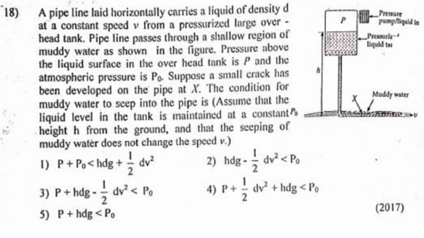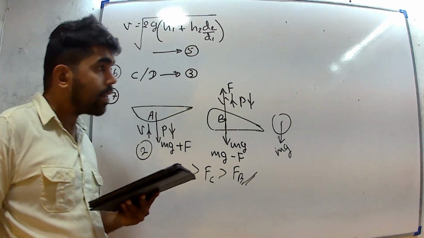Suppose a small crack has developed on the pipe at X. What is the condition for muddy water to seep into the pipe? Assume that the liquid level in the tank is maintained at constant height h from the ground, and that the seeping of muddy water does not change speed v. There is a crack.